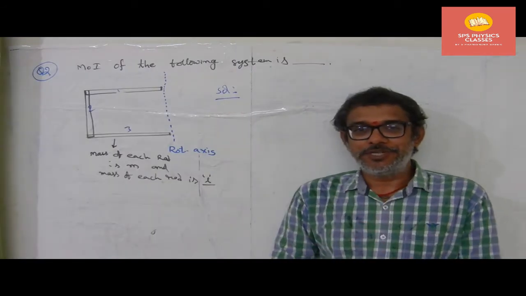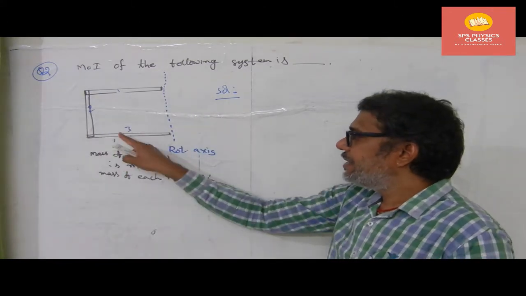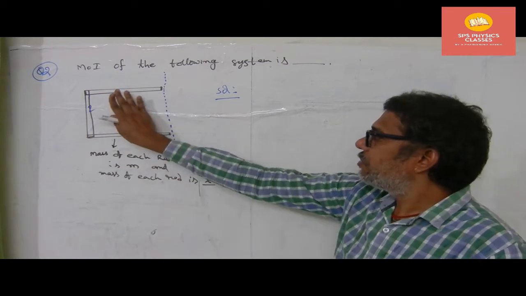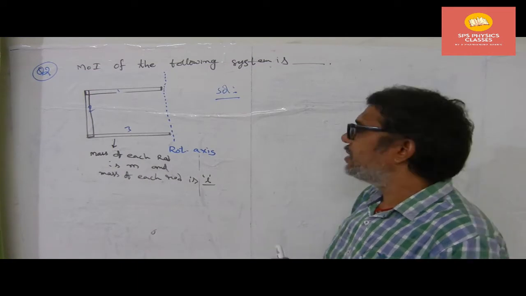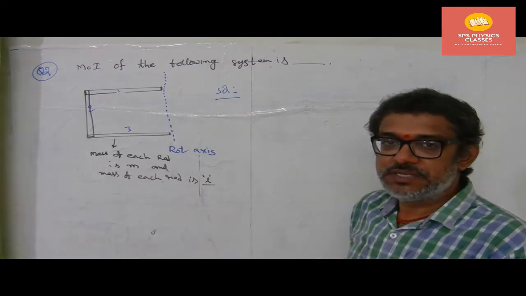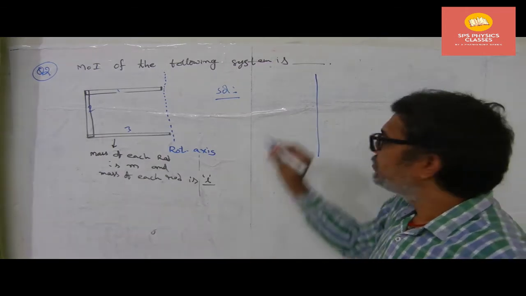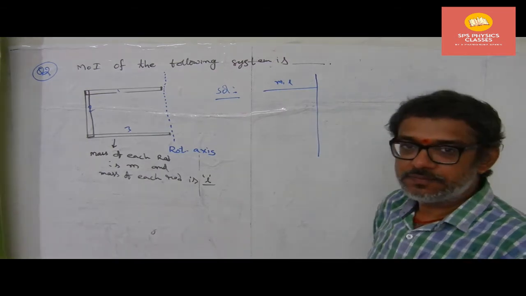Now, let us see the second question. According to the second question, 3 identical rods, each of mass m and length L, are arranged in the form of a U shape and they are allowed to rotate like this, as per the figure. Now we need to find the moment of inertia of the system. The solution is like this. This is the rotational axis and we fixed a rod like this having mass m, length L.